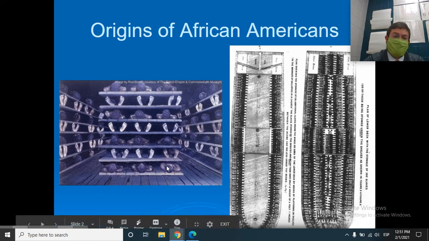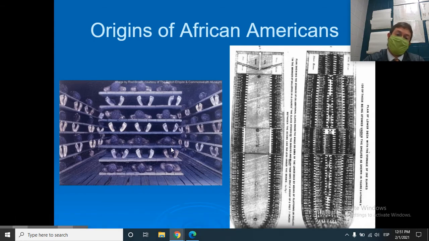You can kind of tell it's not the most sanitary conditions, and they were packed in there pretty tight. So if somebody were to get sick, then it spread pretty easily. And that's one of the reasons why the mortality rate was so high.